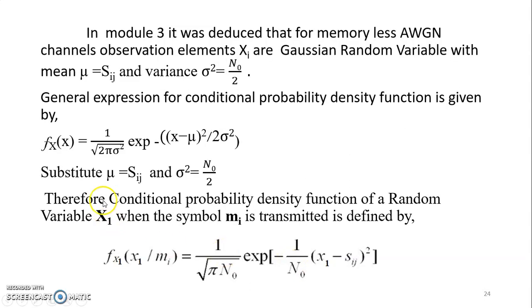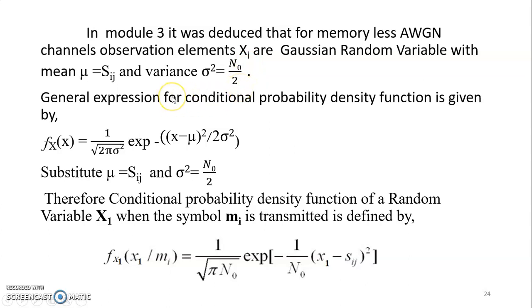So in module 3, it was deduced that for a memoryless AWGN channel, the observational elements xi are Gaussian random variables with mean mu equal to Sij and variance sigma square equal to N0 by 2. That is what we studied in module 3, the statistical characterization of correlator output in AWGN channels. So in that case, the correlator output has mean mu equal to Sij and variance sigma square equal to N0 by 2.